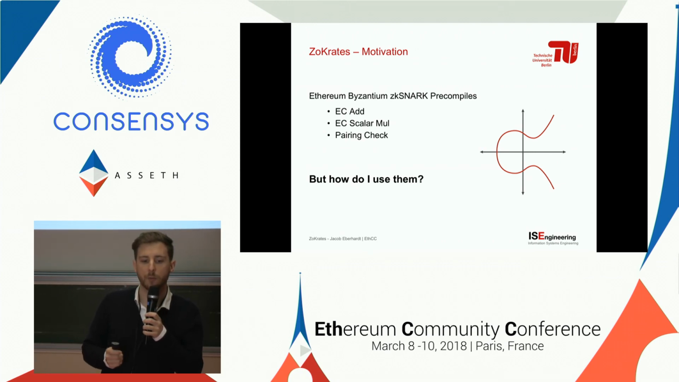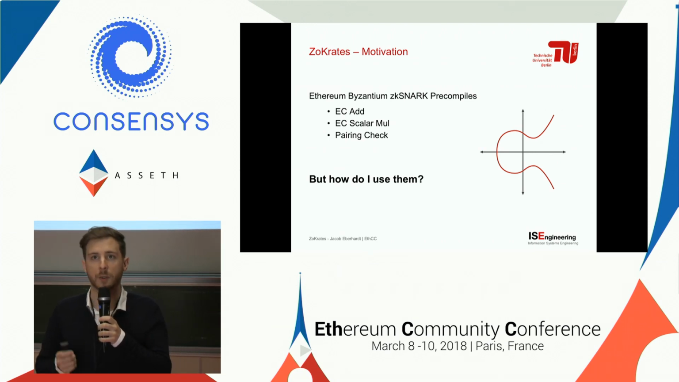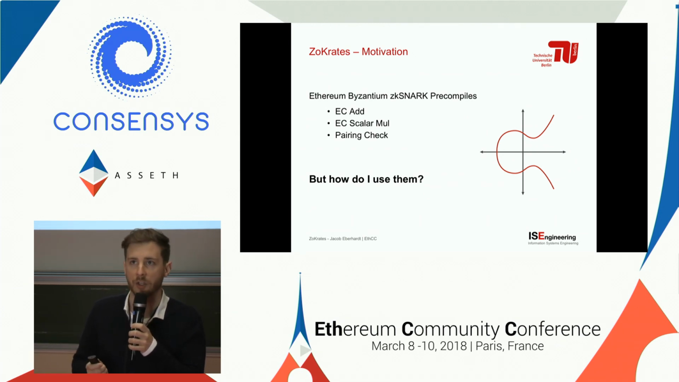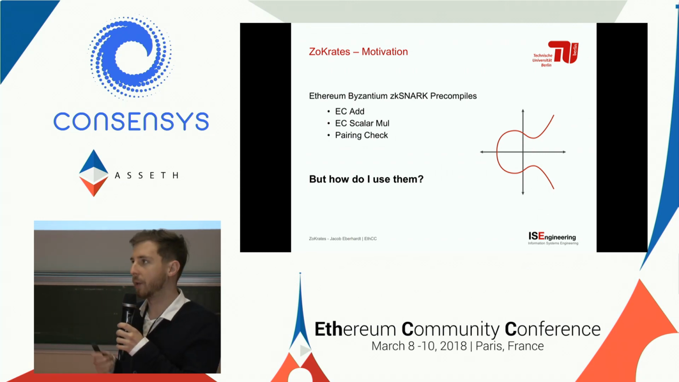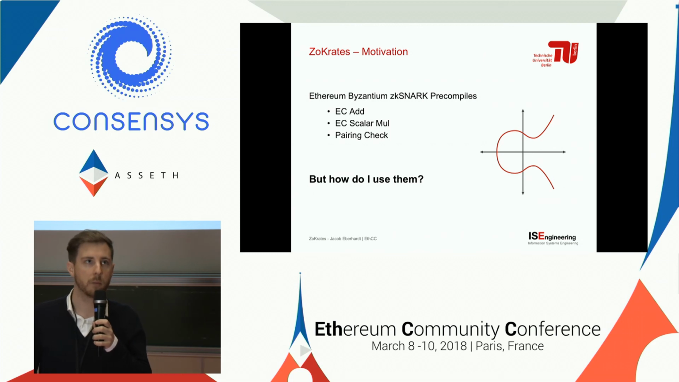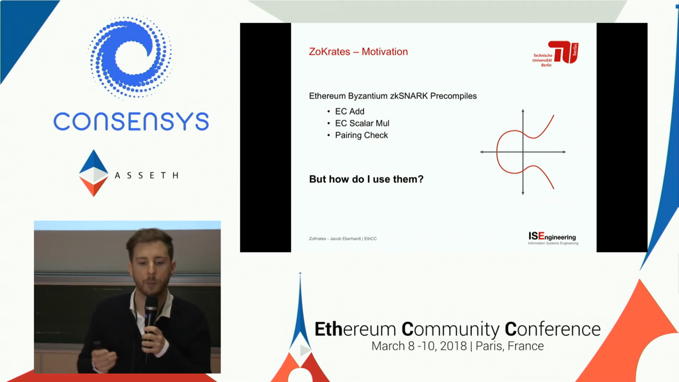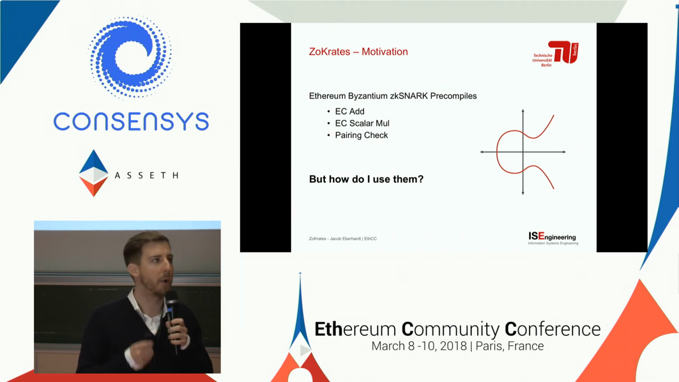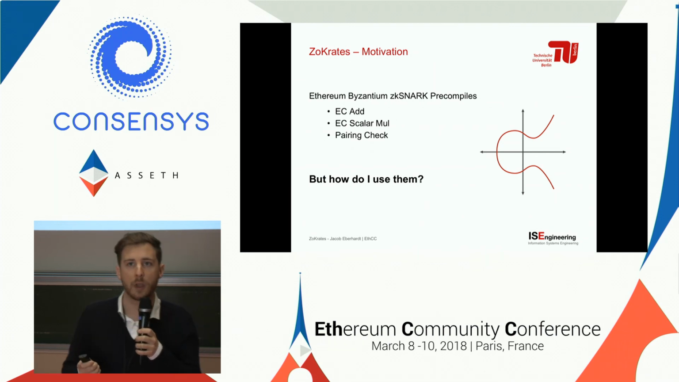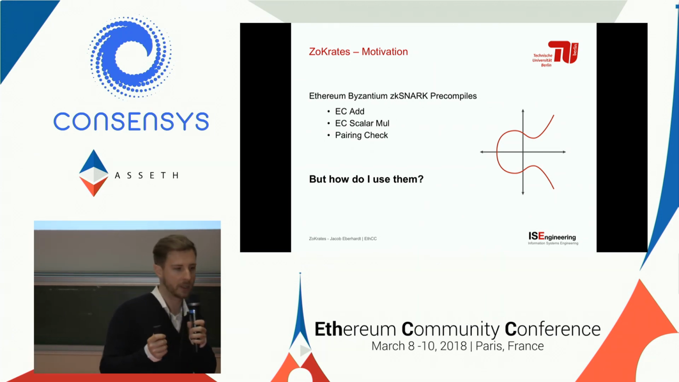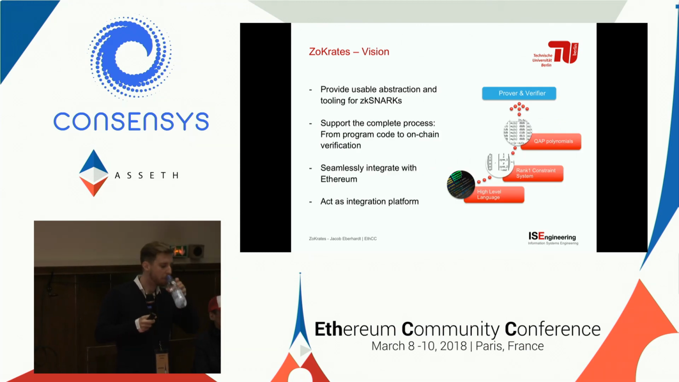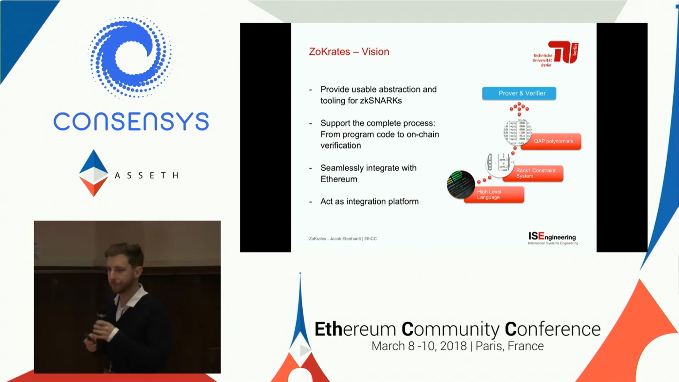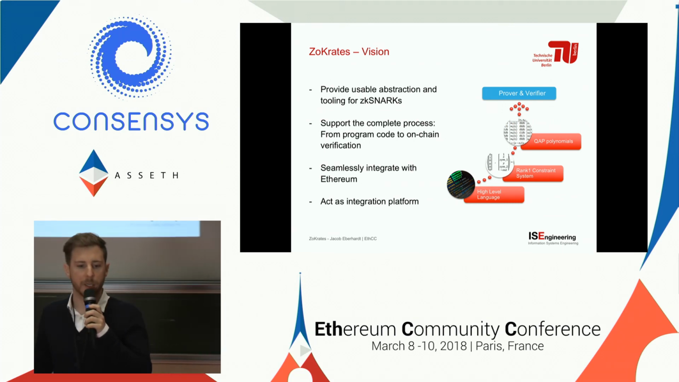With the Byzantium release, Ethereum added support for zk-SNARK verification. That means 3 precompiles were added: elliptic curve multiplication, addition, and the pairing check, which is a kind of homomorphic cryptographic operation used in proof verification. But the big question remained for most people: how do I use that? That wasn't clear. That's where Zokrates comes in.